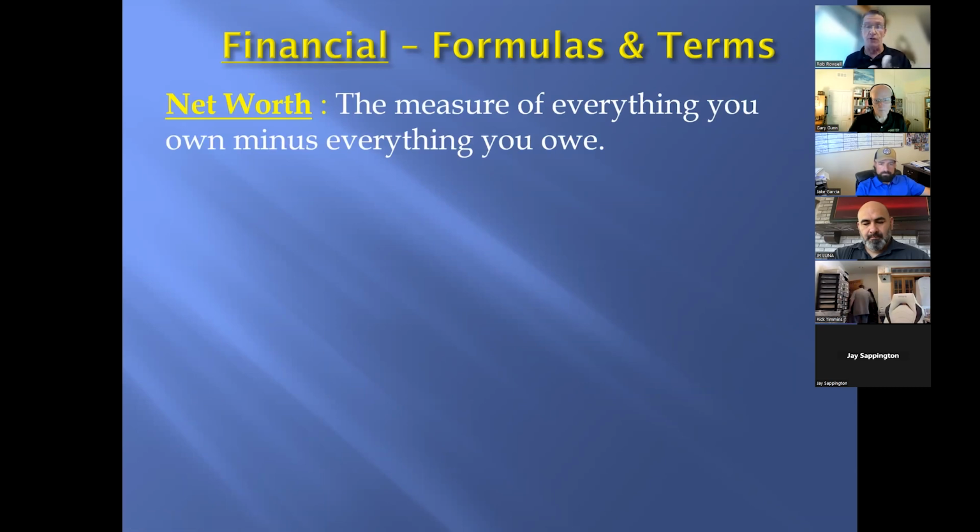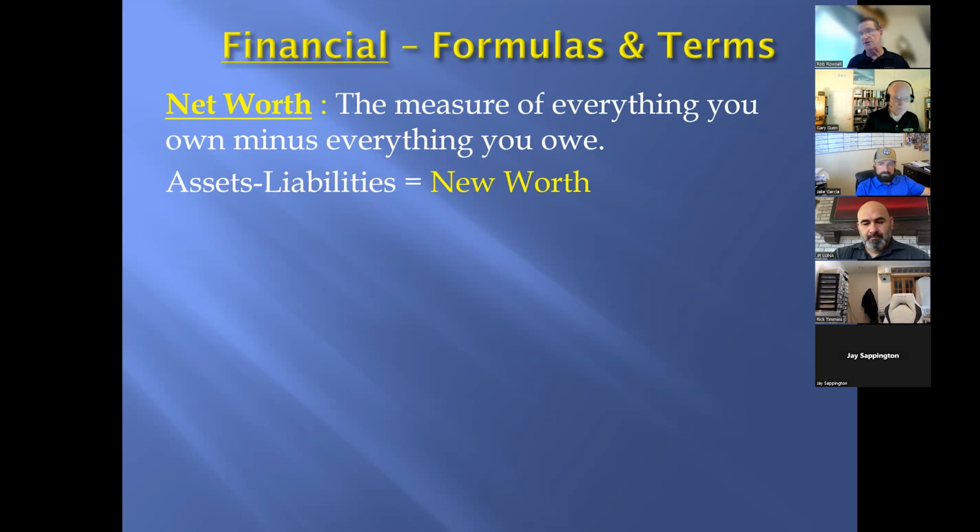But let's talk about net worth, the measure of everything you own minus everything you owe, right? So assets that I own minus the debts that I still owe on them. That is my, not my new worth, but my net worth. That's awesome. And then income, there's different types of income.